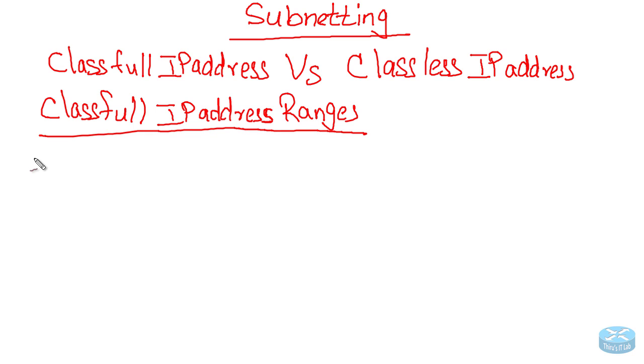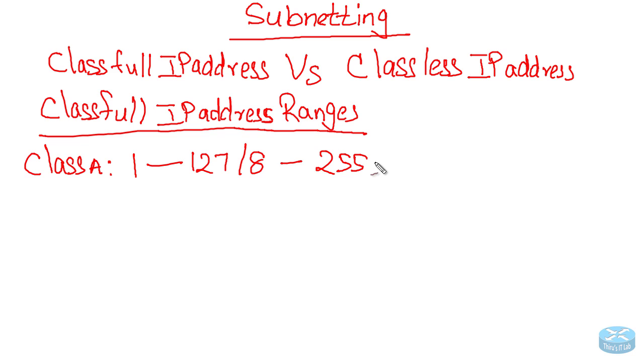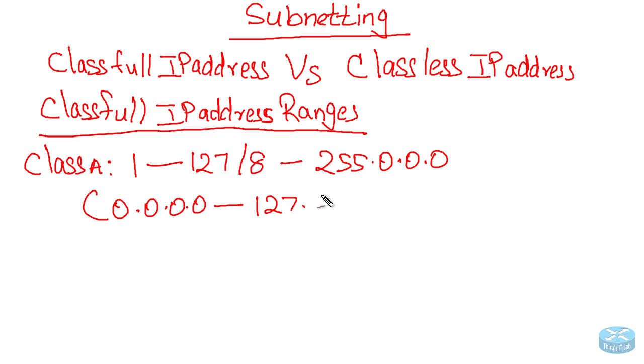So we're going to start with Class A IP address ranges. That's starting from 1 to 127 with 8-bit mask. You can write the 8-bit mask like this: 255.0.0.0, and the ranges for Class A IP addresses are 0.0.0.0 to 127.255.255.255.